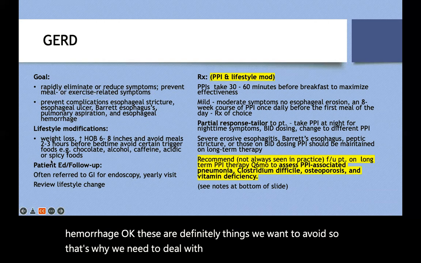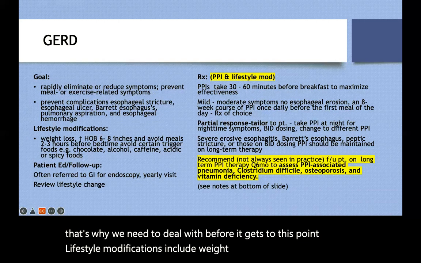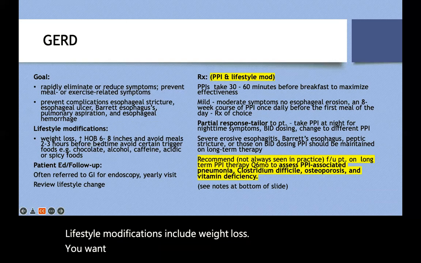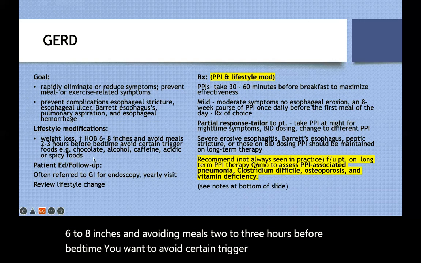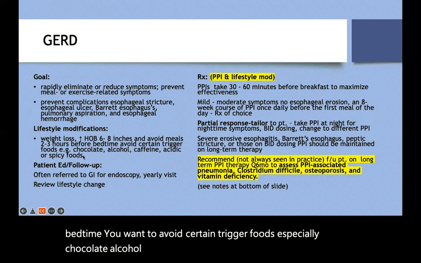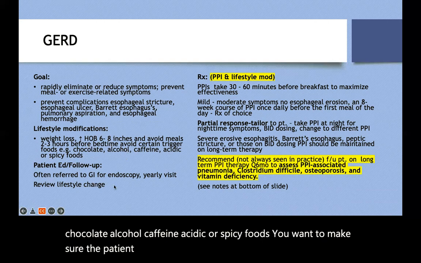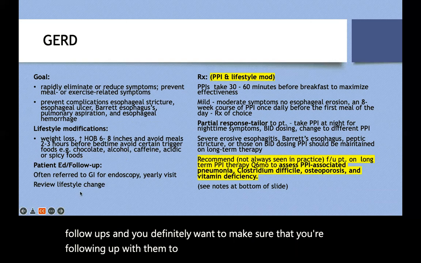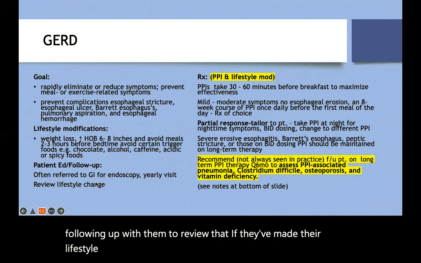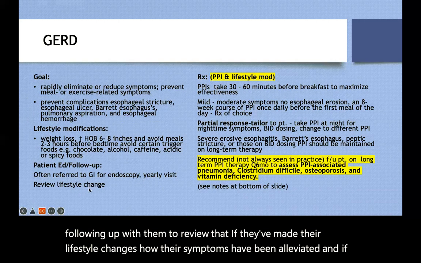Lifestyle modifications include weight loss. You want to make sure the patient is elevating the head of the bed 6 to 8 inches and avoiding meals 2 to 3 hours before bedtime. You want to avoid certain trigger foods, especially chocolate, alcohol, caffeine, acidic, or spicy foods. You want to make sure the patient is referred to GI for an endoscopy, yearly visit, follow-ups. And you definitely want to make sure you're following up with them to review if they've made their lifestyle changes, how their symptoms have been alleviated, and if they're taking their medication as prescribed.